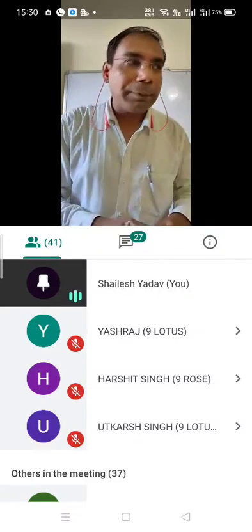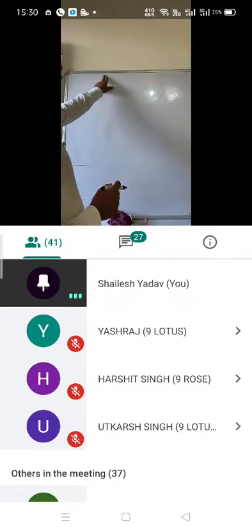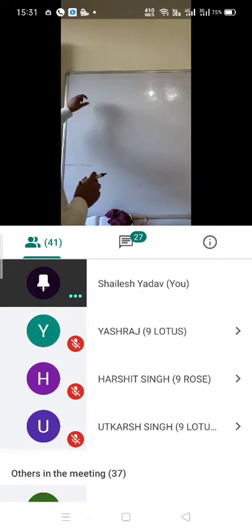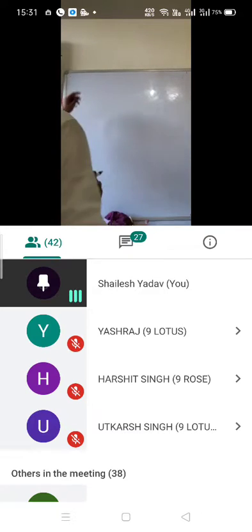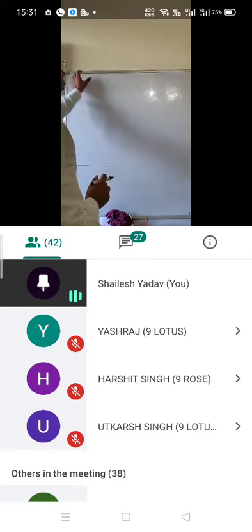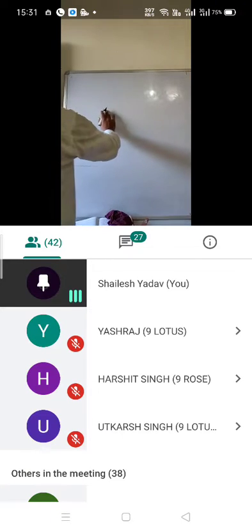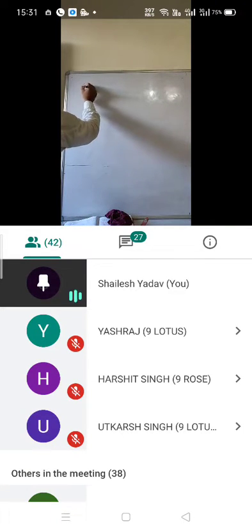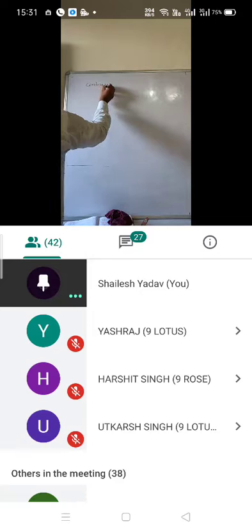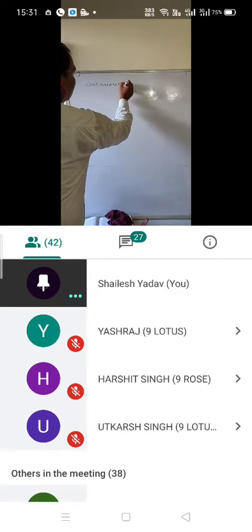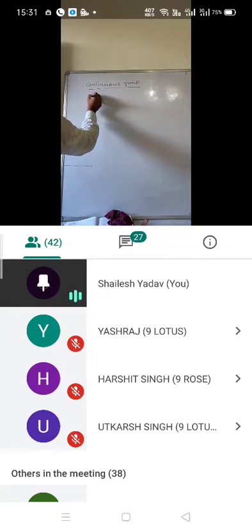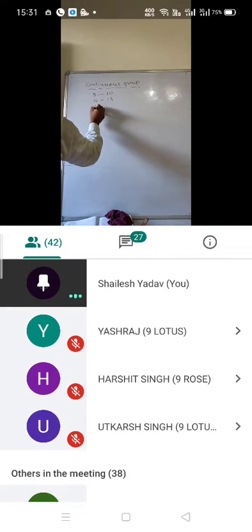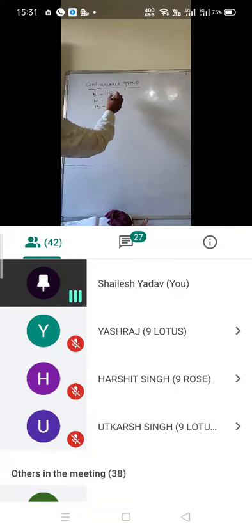If you represent the data in tabular form, it can be represented in two ways: one is grouped frequency and second is ungrouped. Especially in your syllabus, grouped frequency is given. There are two types of grouped frequency. One is the continuous group. If you group the data continuously, it is like this: 5 to 10, 10 to 15, 15 to 20. That is called the continuous group.